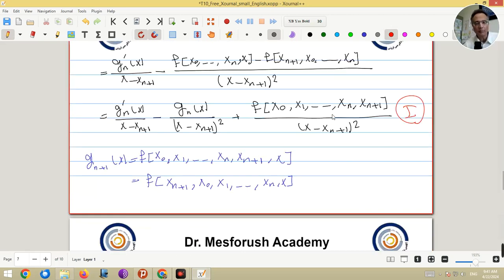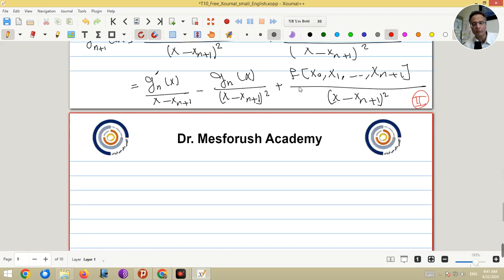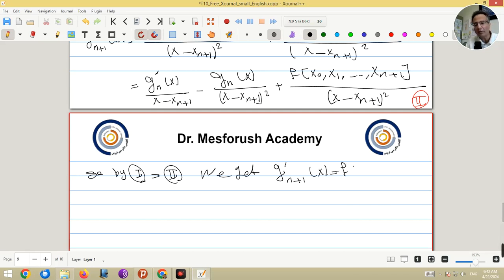Okay, now compare number 1 here, look at it, and number 2. They are exactly the same. Okay, so by 1 equal to 2, we get g'n+1(x) equal to f[x0 to xn+1, x, x]. And this completes the proof of the problem by induction.